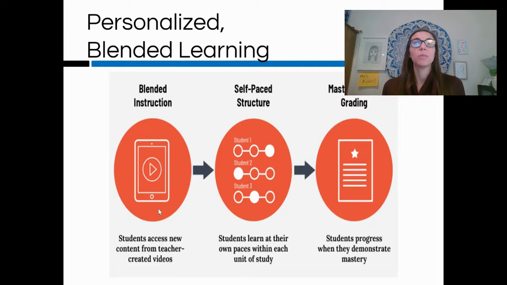So the first part is blended instruction. Typically what we do now is we pre-record our mini lessons so students can watch them at their own pace. They can watch the videos several times. They're like 10 to 15 minutes. They can back up, they can rewind, that kind of thing. And then when they're ready to move on, when they feel like they've gotten the main information for that day, then we move them on to self-paced individual work.